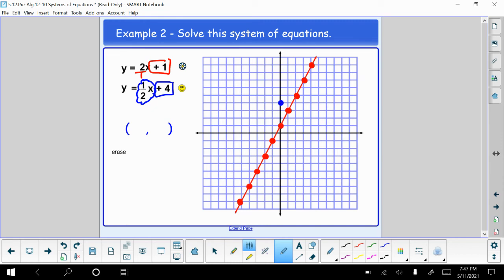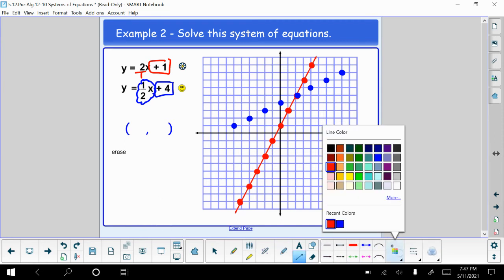Now we got a positive 1 to 2, so we can rise up 1 and run to the right 2, up 1, right 2, and so on. We can also go down 1 and left 2 because, of course, the opposite of a negative is still a positive. Go ahead and graph the line right through that. Make this feller blue.